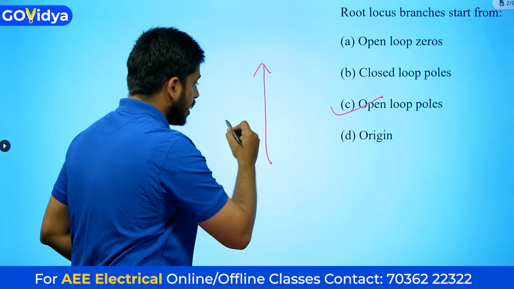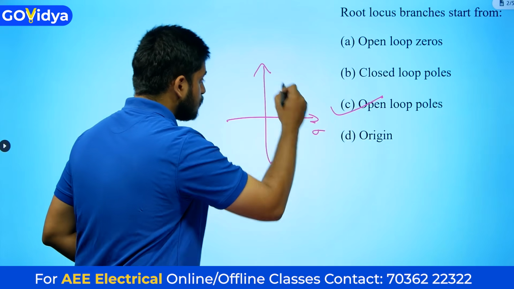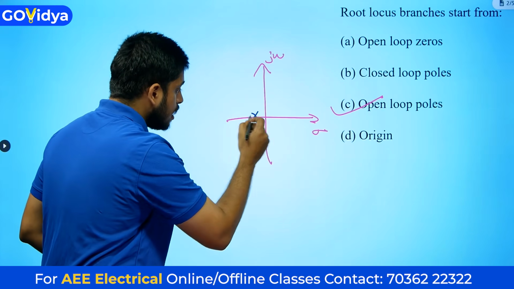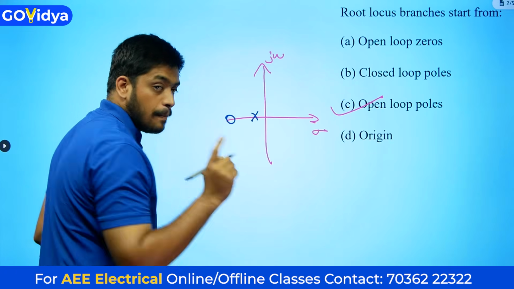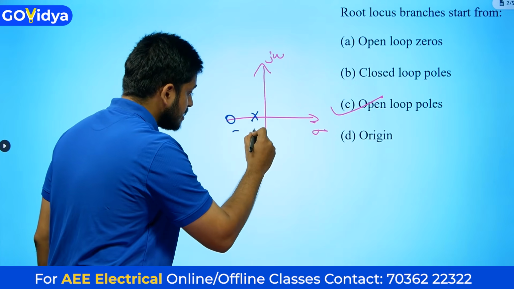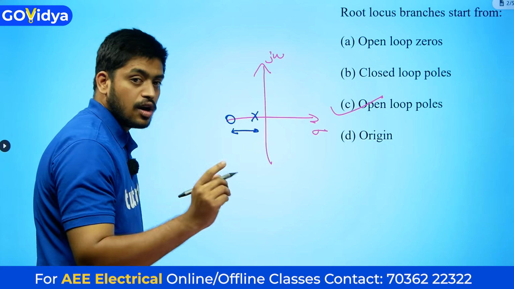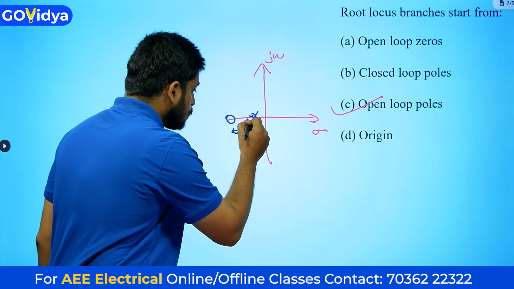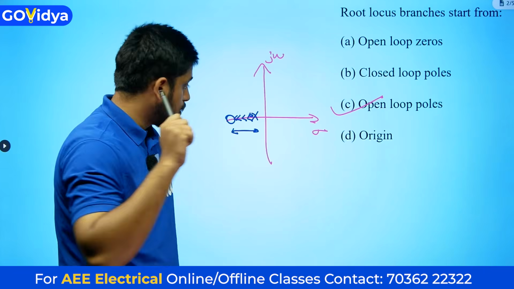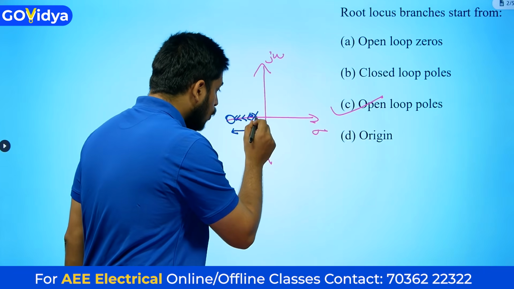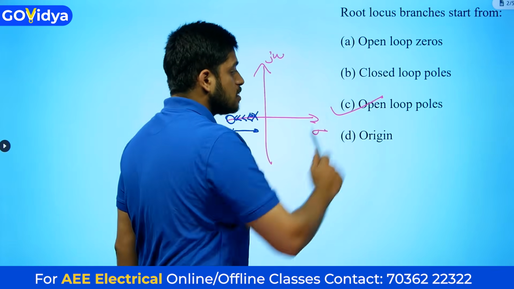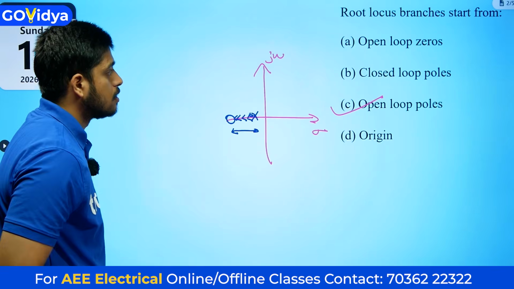Let us assume a pole-zero diagram, sigma j omega. There is a pole here and there is a zero here. Suppose the root locus is lying in the range between these two, then obviously my root locus should pass from pole to zero. So at this particular point, the open loop pole is the point where the root locus is going to originate. So open loop poles is the right answer. Next question.